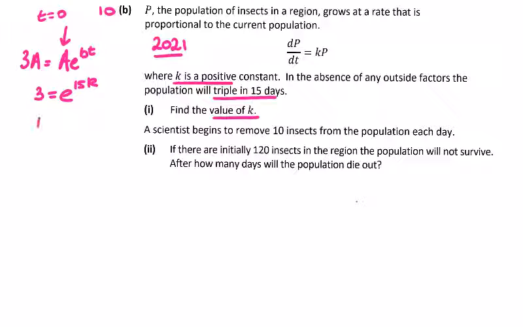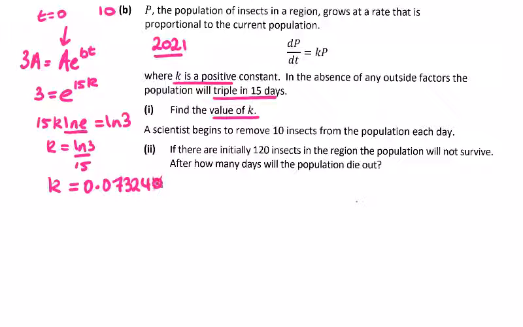So 15k by the natural log of e is equal to the natural log of 3. So k is equal to, this is equal to 1 obviously, k is equal to the natural log of 3 over 15. So that gives 0.07324089192. Not asked for anything here. The next number is 0, so I'll just leave that one out and leave it as 0.07324.